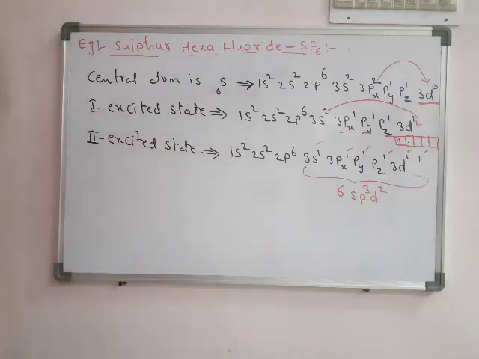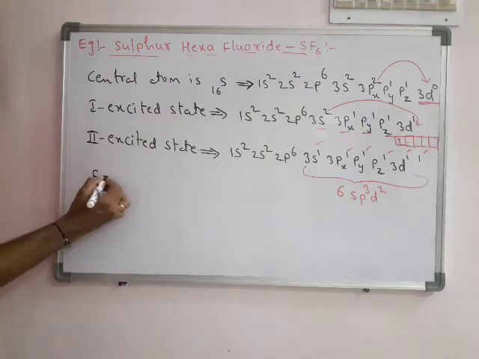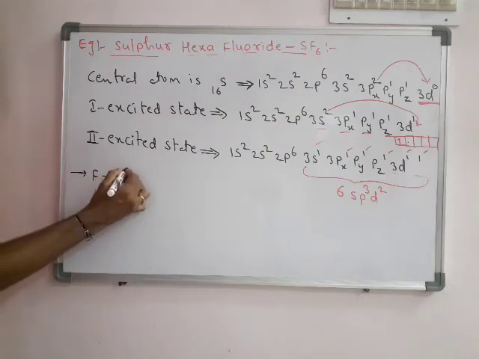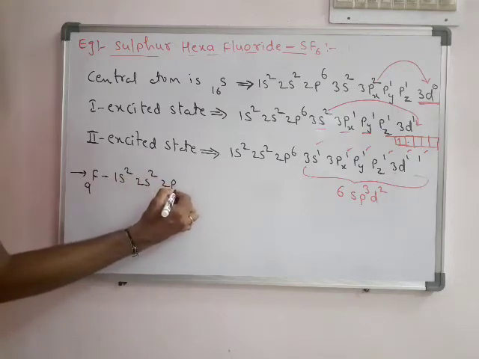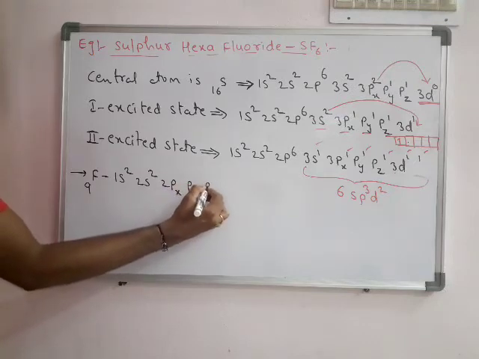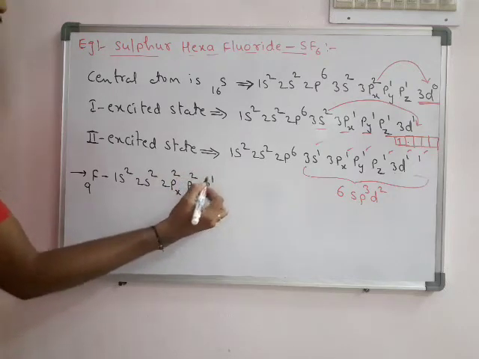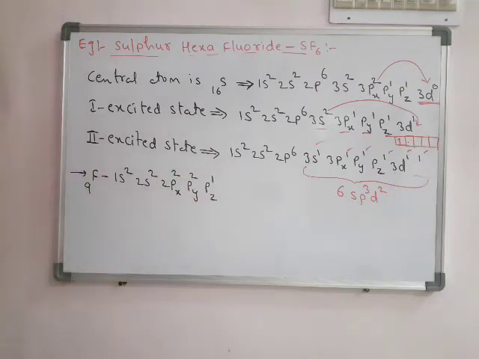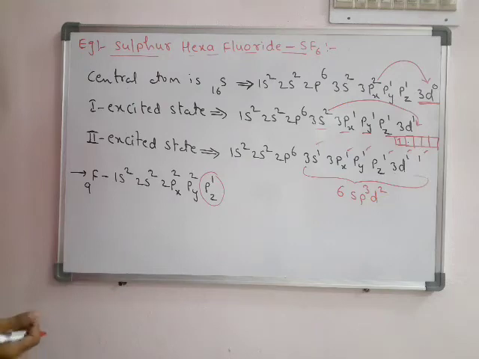Okay, next, so that is about the central atom sulfur. Next, what about the fluorine, the side atoms? The fluorine atomic number is 9. So 1s2, 2s2, 2px, 2py, 2pz, so 9 means 2, 2, 1. So in fluorine, which orbital is ready for bond formation? This pz1 is ready for bond formation, as it contains 1 unpaired electron.